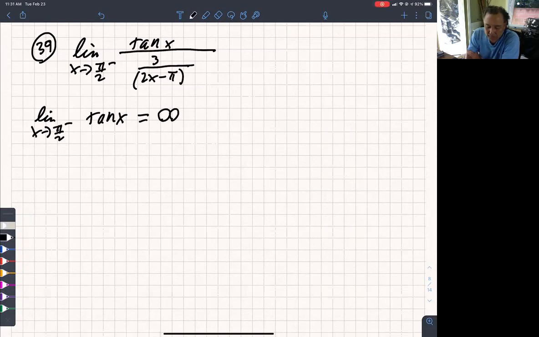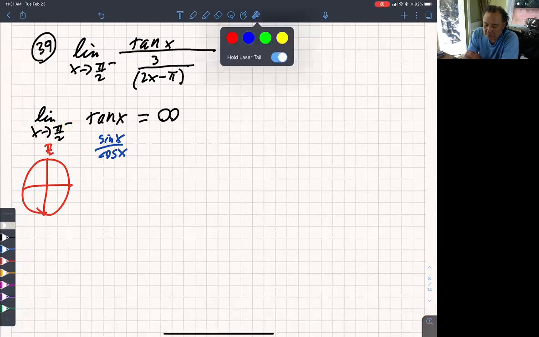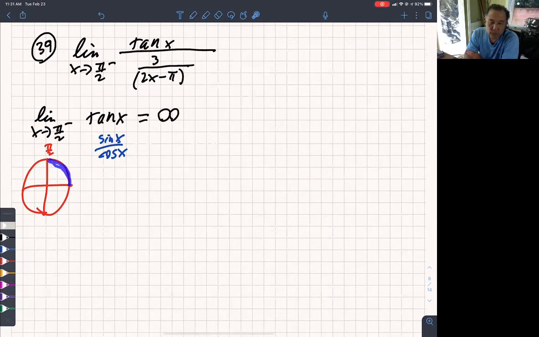So remember, tangent, as a side note, is sine over cosine, right? In the unit circle, pi over 2 is up top. So you're approaching from the left. What does that mean? It means you're approaching from numbers smaller than pi over 2, which is this side. Right and left only works for a number line. This is a unit circle, so there is no right or left. So you're approaching from numbers smaller than pi over 2.